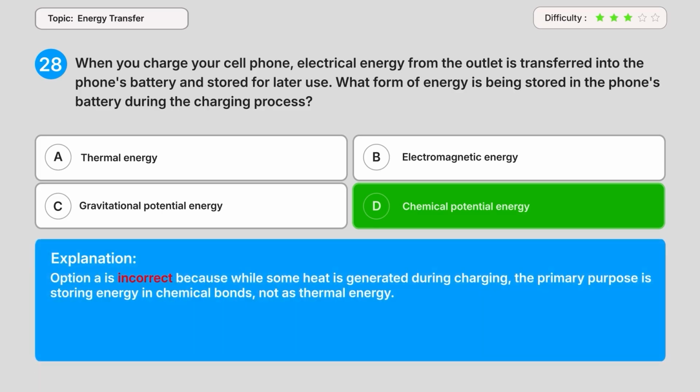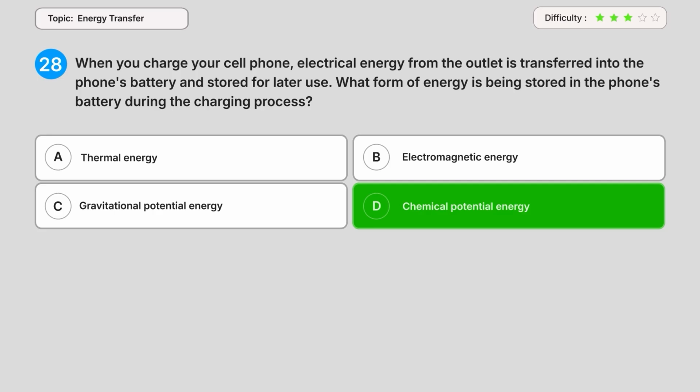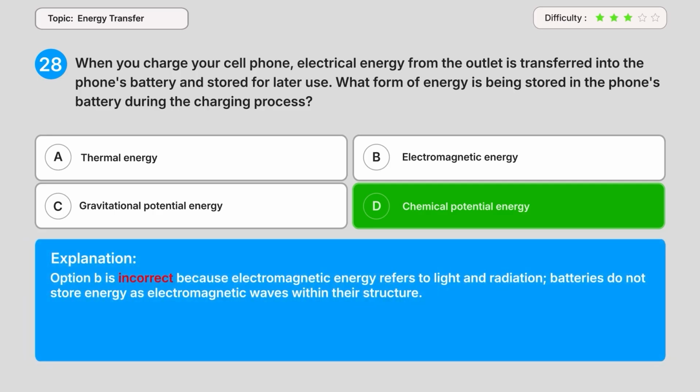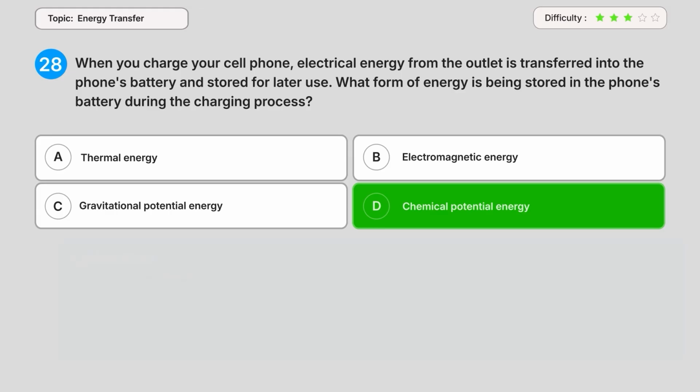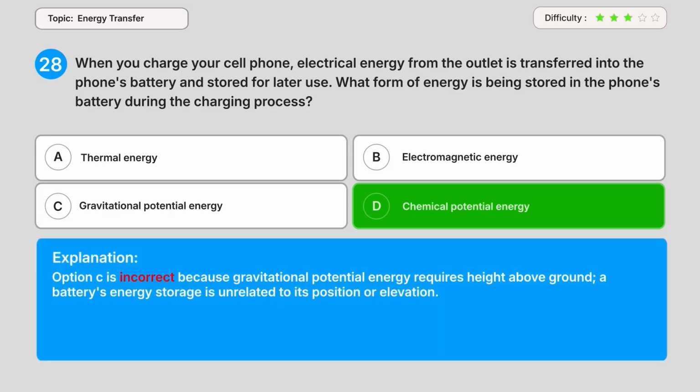Option A is incorrect because while some heat is generated during charging, the primary purpose is storing energy in chemical bonds, not as thermal energy. Option B is incorrect because electromagnetic energy refers to light and radiation. Batteries do not store energy as electromagnetic waves within their structure. Option C is incorrect because gravitational potential energy requires height above ground. A battery's energy storage is unrelated to its position or elevation.